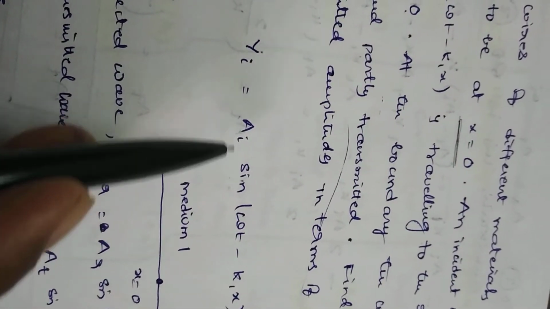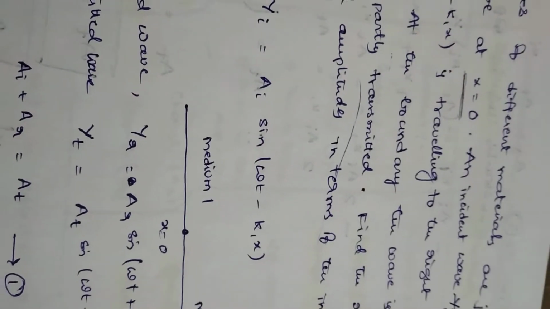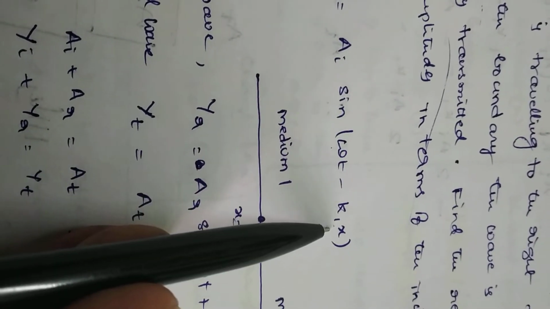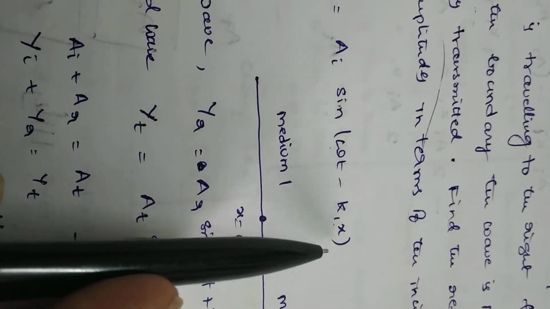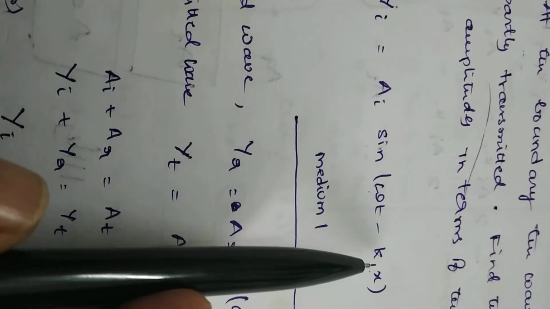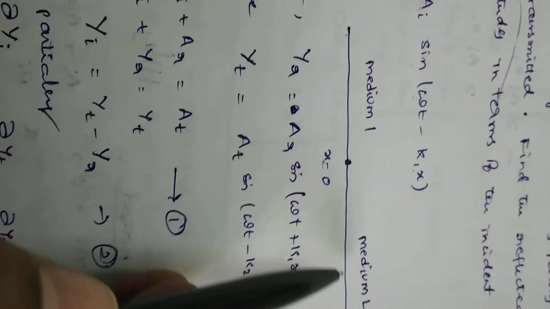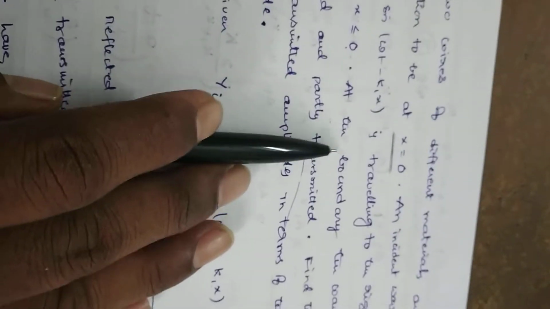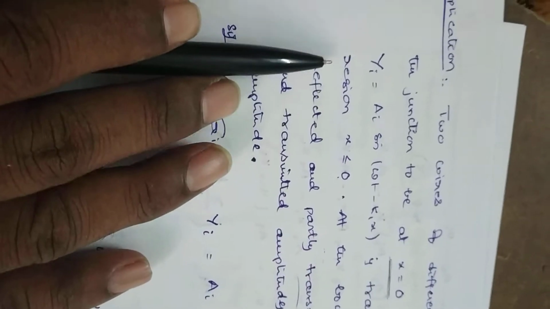So this is the situation. For the incident wave, yi = Ai sin(ωt − k1x). In the previous example, we wrote the same formula as kx − ωt. You can write it either way, no problem. There is no need to write it as ωt − kx or kx − ωt, whatever it may be. For the incident wave, it is given as Ai sin(ωt − k1x). It is moving from one medium to another at the boundary x = 0.